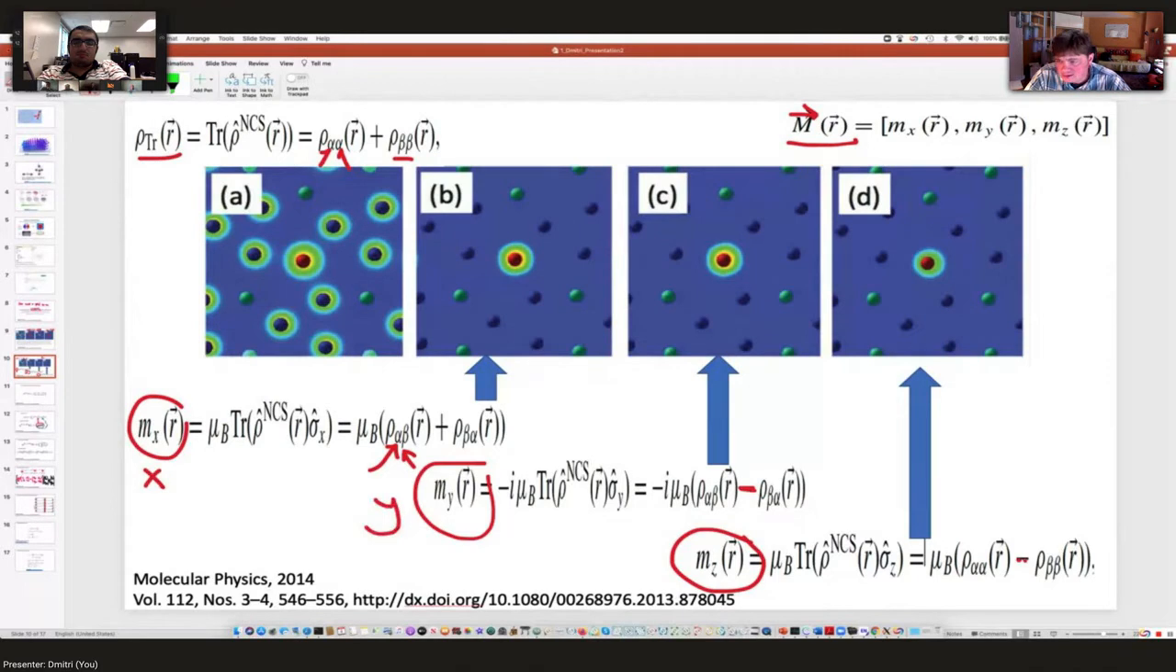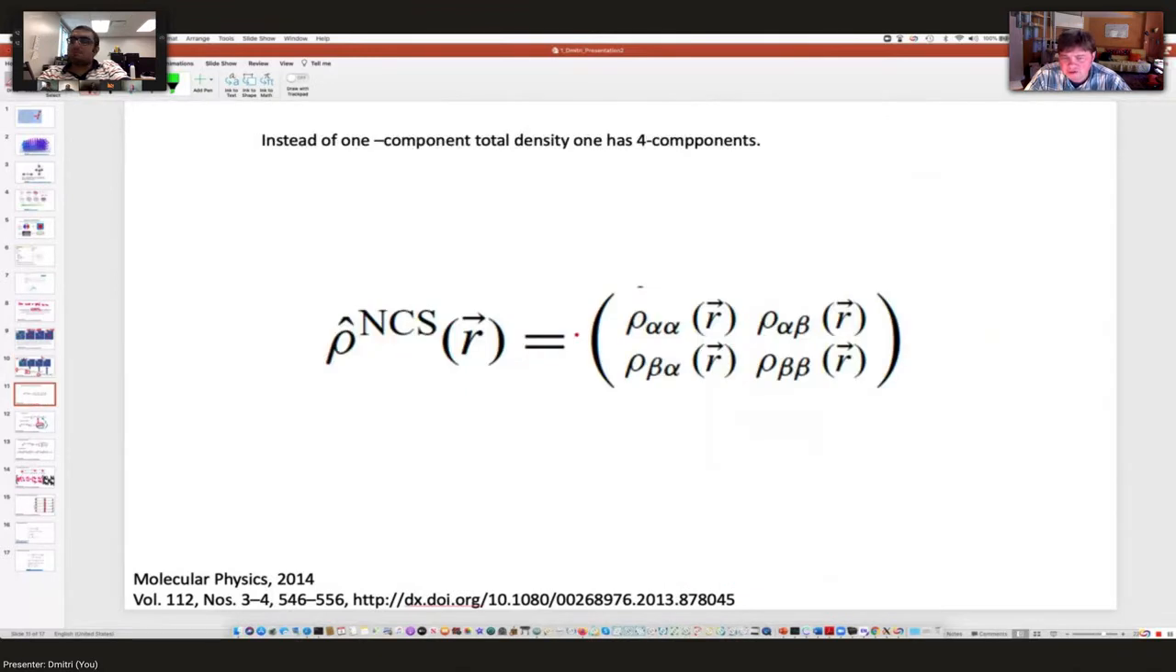These components can just be stored in a matrix, and this is a requirement to deal with magnetization. So instead of one density, as for singlets, or two densities, as one does for polarized DFT, one has these four components, two diagonal components and two off-diagonal.